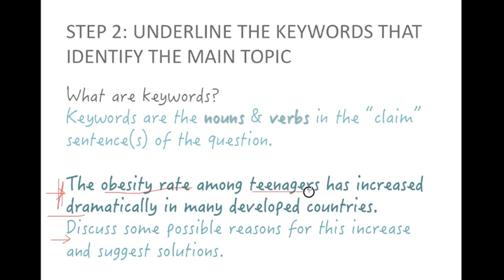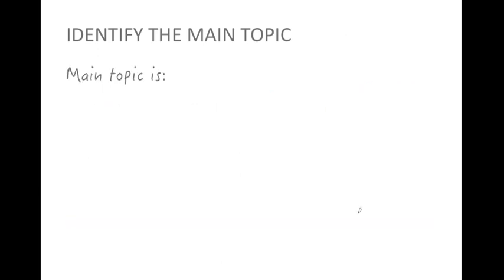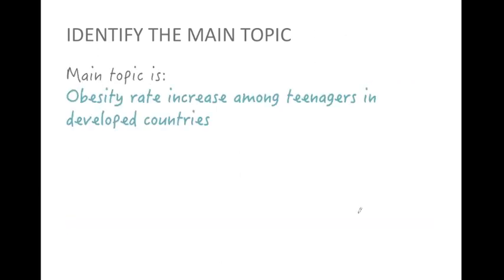So obesity rate, teenagers, increased, developed countries. Once we do this, it will quickly help us identify the main topic of the question. And in this case, our main topic is obesity rate increase among teenagers in developed countries. Now you need to write only about this topic.